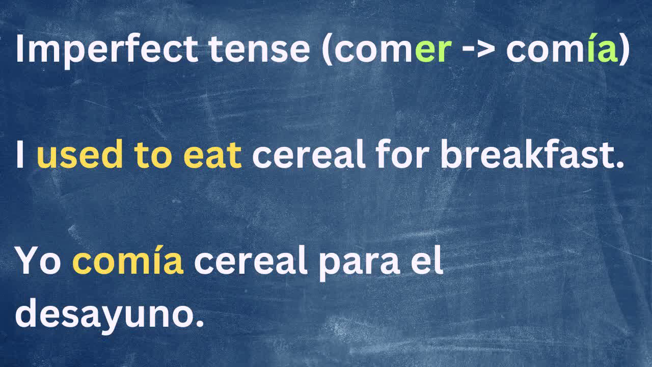Now, let's move on to the imperfect tense. This is used to describe actions that were ongoing or repeated in the past. For example, I used to eat cereal for breakfast would be, Yo comía cereal para el desayuno.